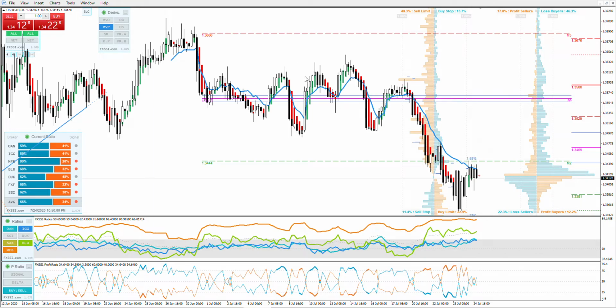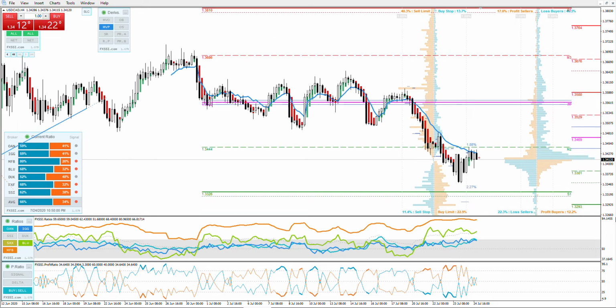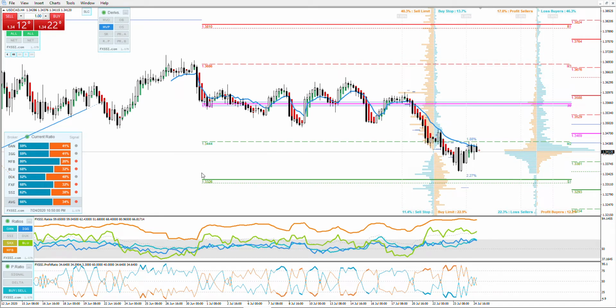Quite a lot of chop. I didn't quite know what it was doing. It finally broke down. But we do have MS1 at 1.3326. My FX book line is quite bearish, so they're really holding on to their longs. So it's going to sell.